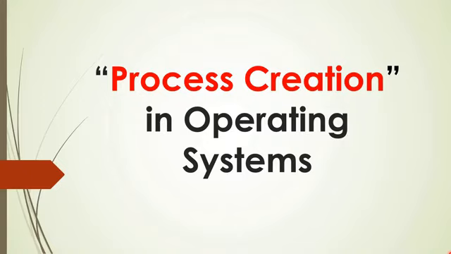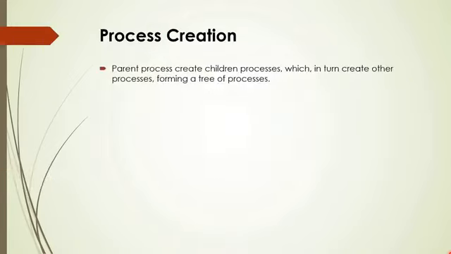Today we will see process creation in operating system. We have already studied about the concept of process, so we'll see how the process creation is done. So the parent process creates children processes, which in turn create other processes, forming a tree of processes. To understand this, let us look at an example.